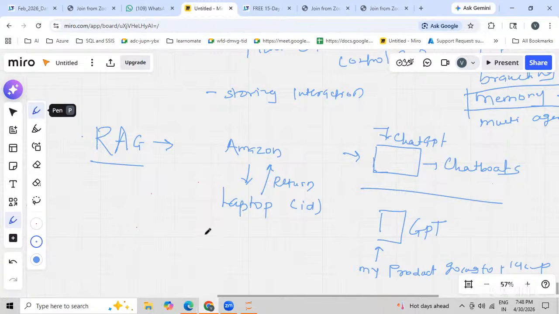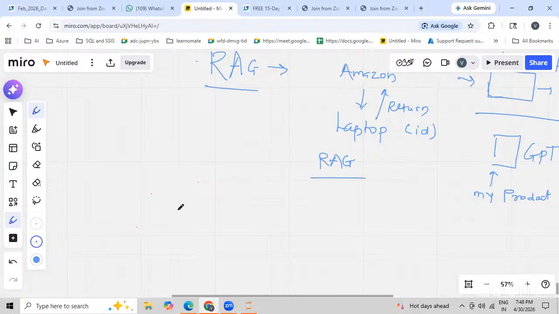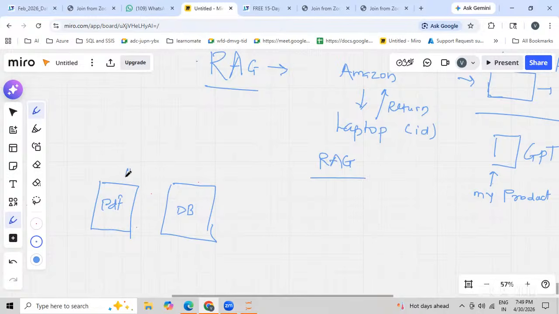where we require RAG. So what will RAG do? Suppose Amazon has their own application, or they are using an LLM like ChatGPT. What they will do is create a document, or store their data in a database or in PDF format. They will store that data in document format or database format.